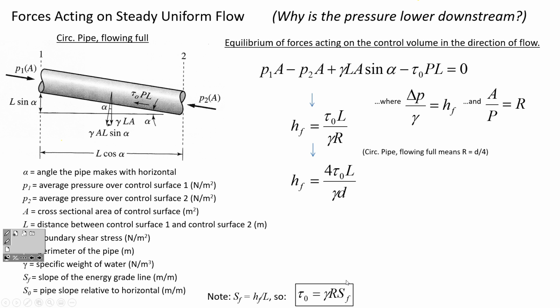So it's kind of like a representation of how much energy is in the water. It's that line that's above the pipe itself. And so the slope of the energy grade line, S sub F, is talking about how steeply sloped is that imaginary line above the pipe that represents how much energy is in the water. You'll use this formula in the homework assignment to relate the slope of the energy grade line to the shear stress.